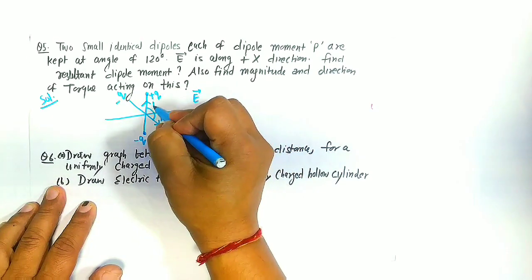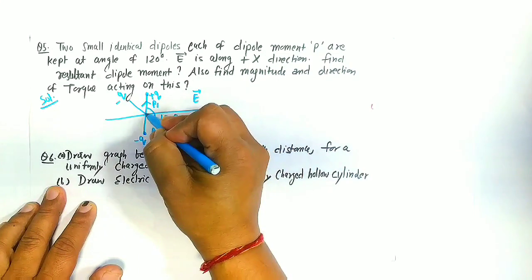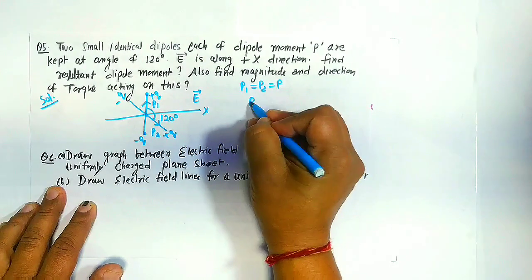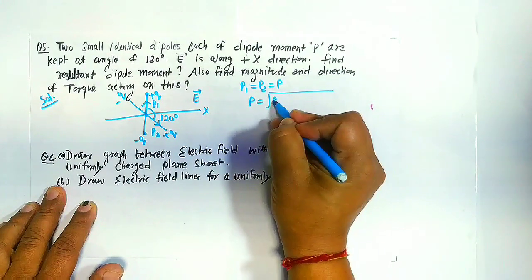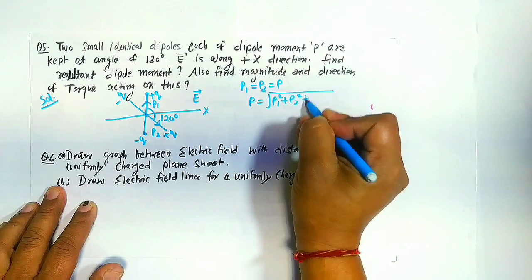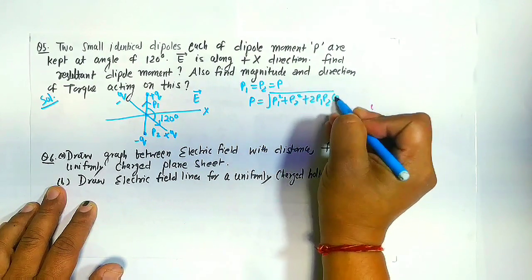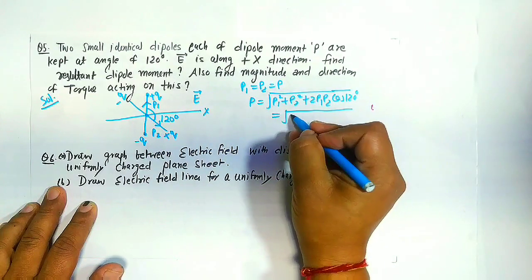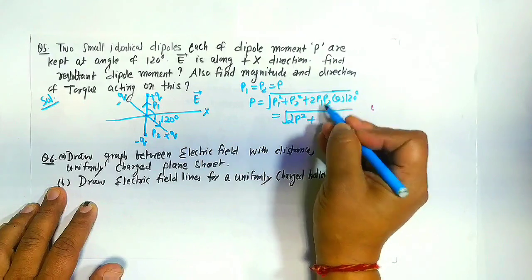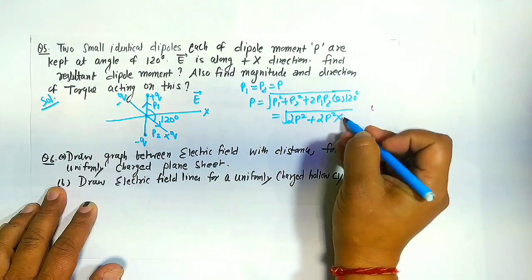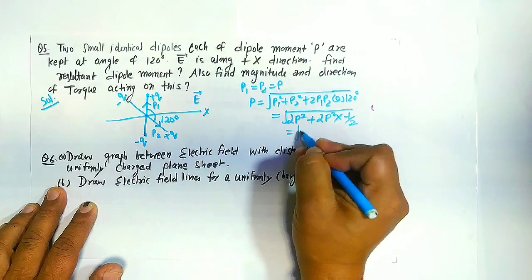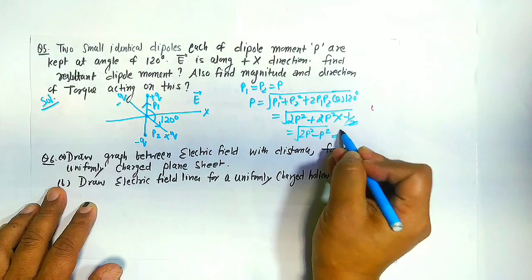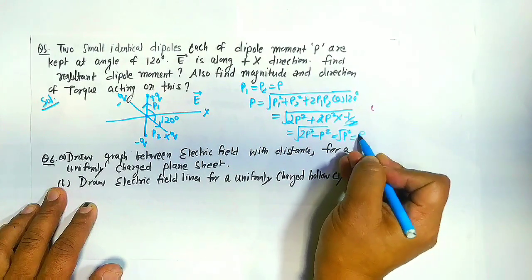So there are two dipoles, P1 and P2, but both are identical. So P1 equals P2 equals P. Do you remember the parallelogram law? P1 square plus P2 square plus 2P1P2 cos 120. Put the value: P square plus P square plus 2P square cos 120, where cos 120 is minus 1 by 2. Solve it: 2P square minus P square gives root P square, and finally the answer is P.